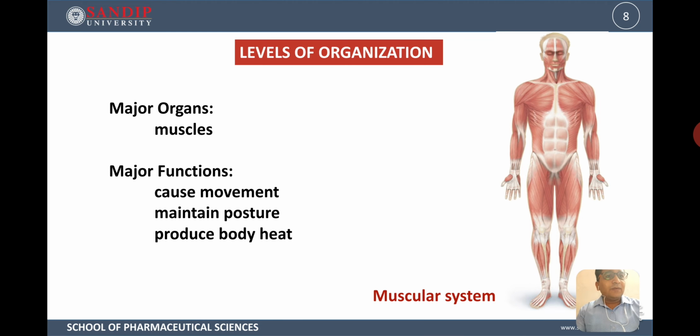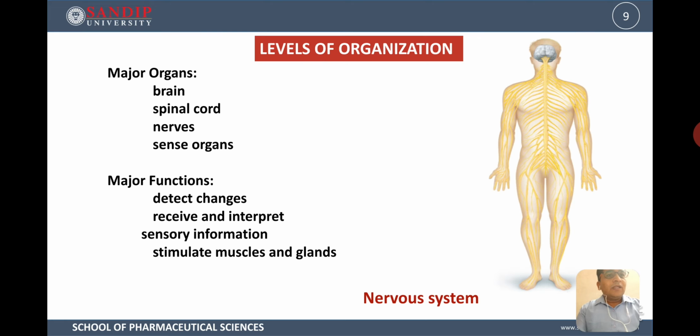The next system is the nervous system. The nervous system maintains the body balance. The main organs are the brain, spinal cord, nerves or neurons, and special organs. Our endocrine system is completely interlinked with the nervous system. What is the major function of the nervous system? The main function is to detect changes, receive and interpret.